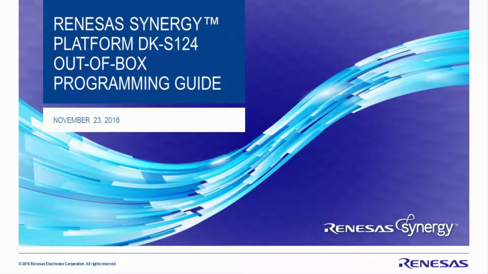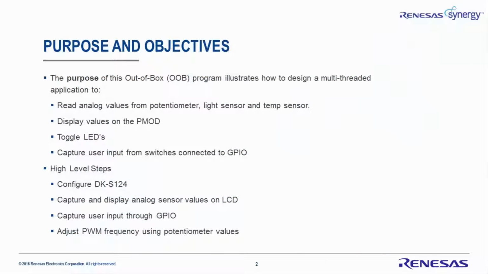This presentation covers the Renesas Energy Platform DK-S124 out-of-box programming guide. The purpose of this out-of-box program is to illustrate a multi-threaded application design that reads the analog values present on the potentiometer, light sensor, and temperature sensor and displays those values on the included PMOD LCD screen.